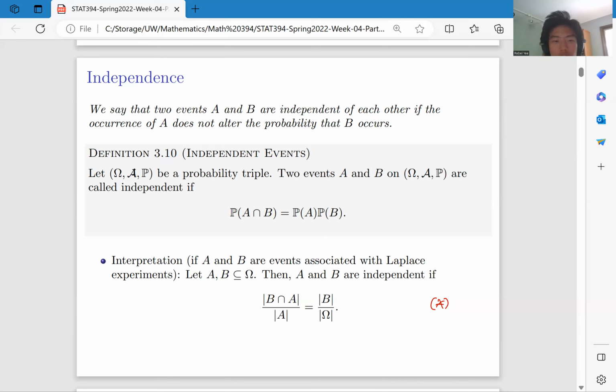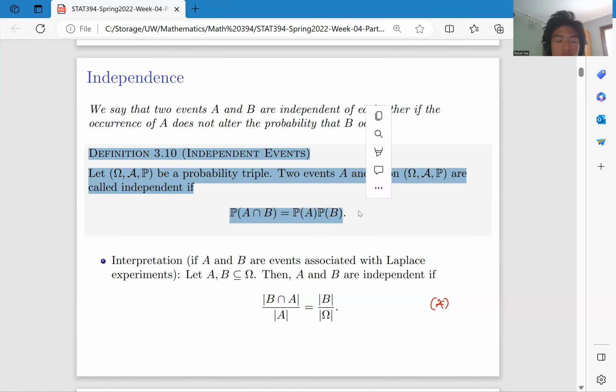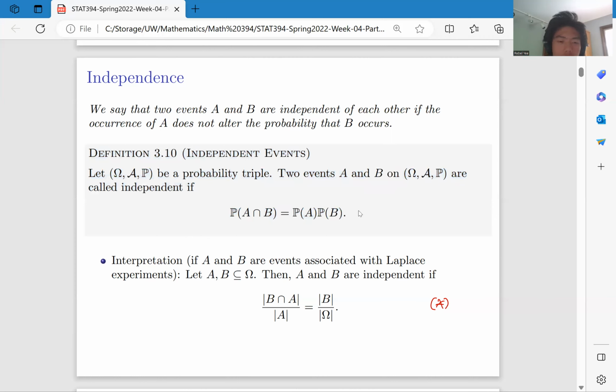So here is the more precise definition of independent events. We first define a probability triple, and two events A and B on this probability triple are independent if the probability of A intersection B is equal to the probability of A times the probability of B. This is a general rule for testing whether two events are independent or not. So why is that the case?